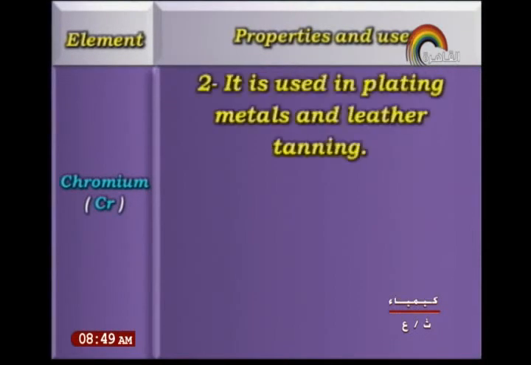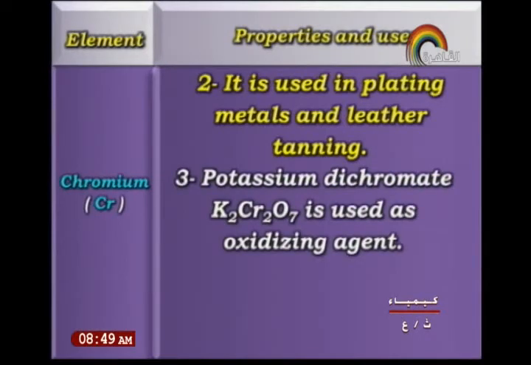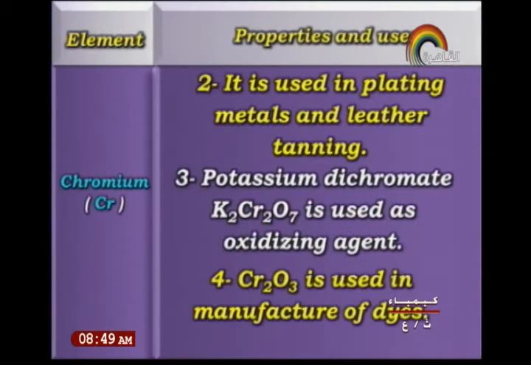The second use for chromium is in plating metals and leather tanning. Another use is for potassium dichromate. Potassium dichromate, which has the chemical formula K2Cr2O7, is used as an oxidizing agent. Another use for a compound of chromium is chromium oxide, which is used in the manufacture of dyes. So now, my dear students, we have vanadium pentoxide and chromium oxide used as dyes.